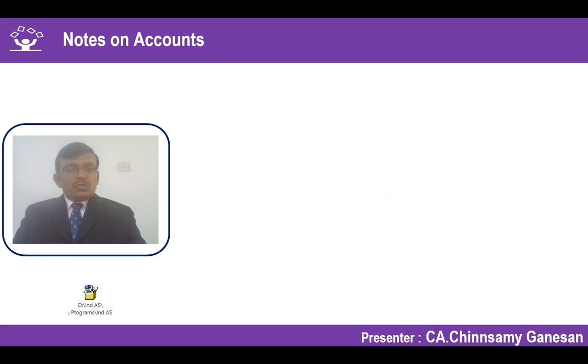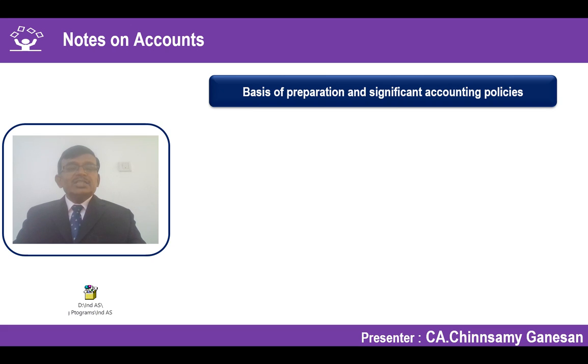And as far as the notes on accounts are concerned, there is some guidance given in Ind AS 1. What it says is that you should always show the basis of preparation of your financial statements, whether it is done on the basis of going concern or otherwise, and what all the significant accounting policies are.